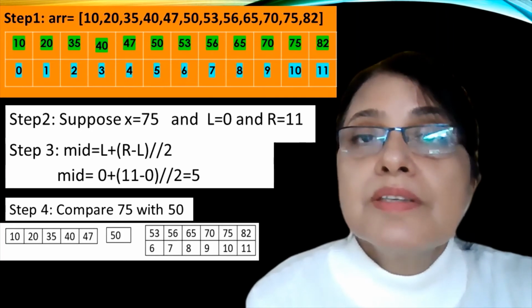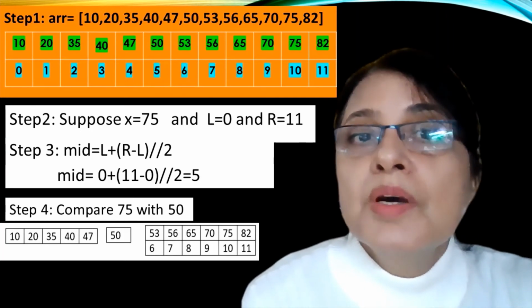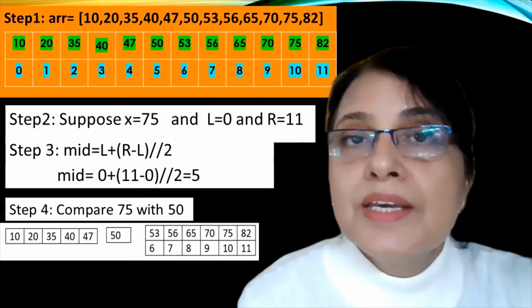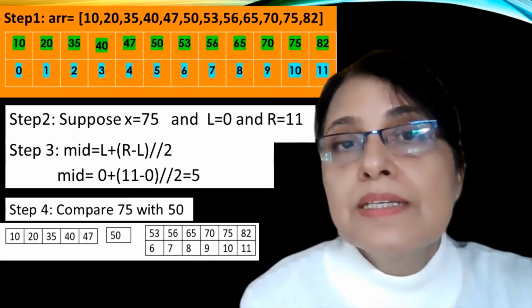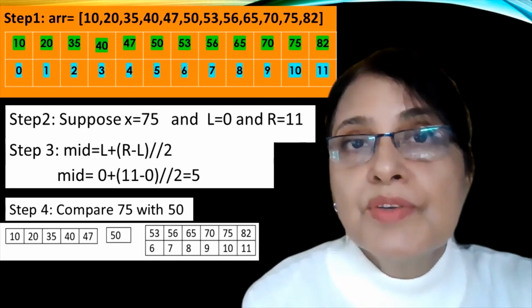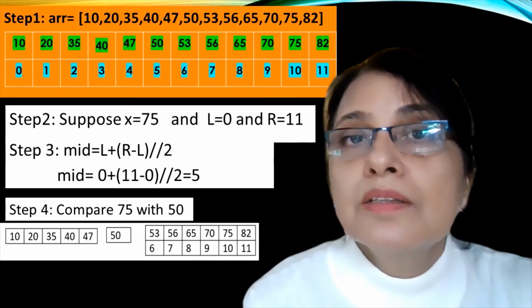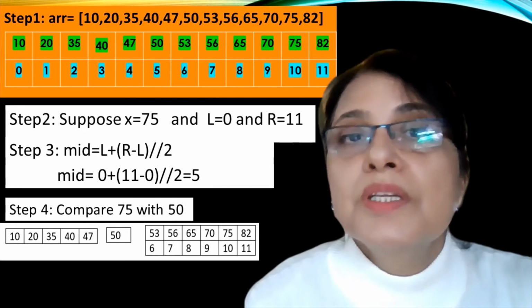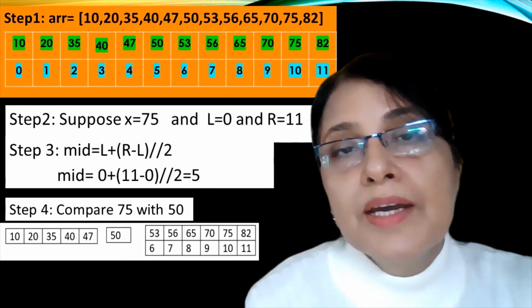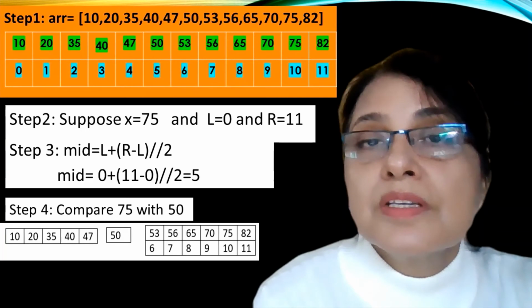And we compare 75 with the middle term, which is at index 5, which is the number 50. And we find that 75 is greater than 50. So we'll now discard the indexes lower than 50, and we'll consider only the indexes on the higher side of 50, which is 6 to 11.